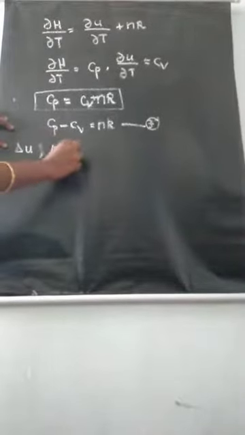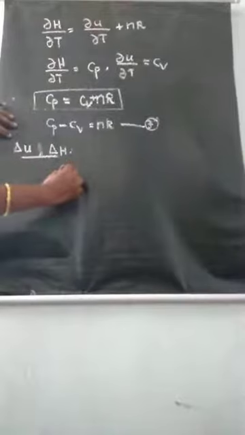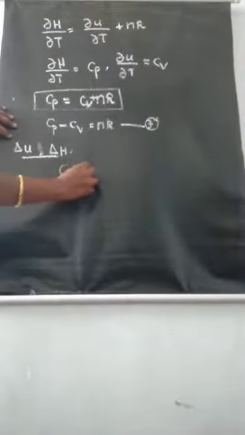Now listen continuously. By using this equation, you can calculate delta U and delta H. By using this relation, you can calculate the terms delta U and delta H. How can we calculate this? You know the formula for CV, heat capacity at constant volume.